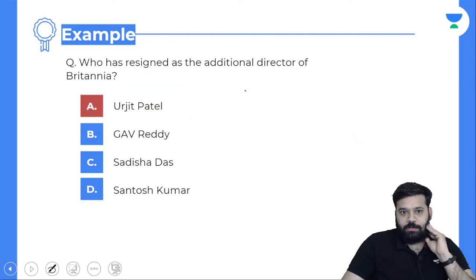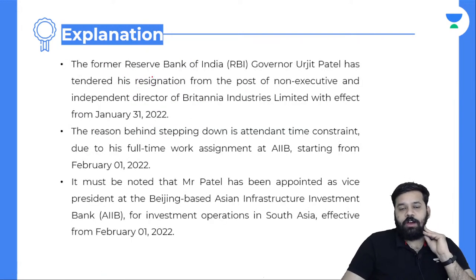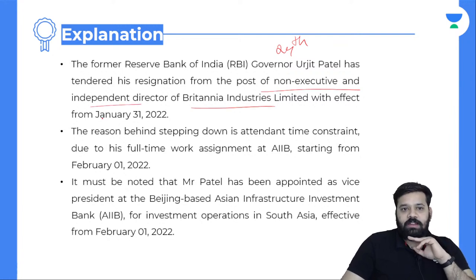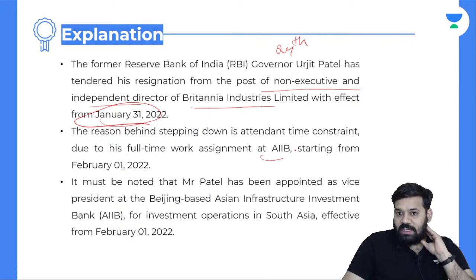Yes, Urjit Patel. Urjit Patel is the right answer. The former RBI governor, Urjit Patel, the 24th governor of RBI, has tendered his resignation from the post of non-executive independent director of Britannia Industries Limited with effect from Jan 31st, 2022. The reason behind stepping down is time constraint due to his full-time work assignment at AIIB.